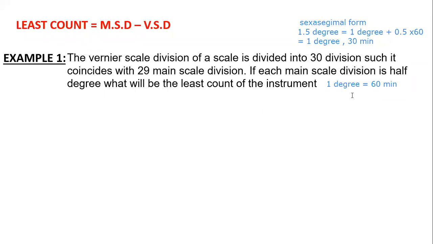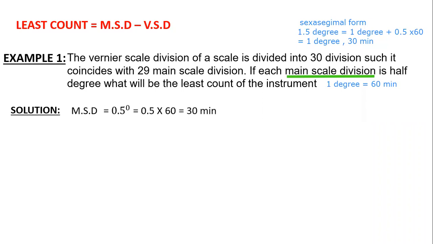This is called the sexagesimal form of angles in angular measurements. So in the same way here also, 1 degree is nothing but 60 minutes. So first, they have clearly specified that your main scale division is half a degree. If your main scale division is half a degree, can I directly say my MSD is 0.5 degree, which will be called 30 minutes? Is the first line clear? Main scale division, so MSD is half degree, 0.5 degree, 0.5 into 60, that is 30 minutes.